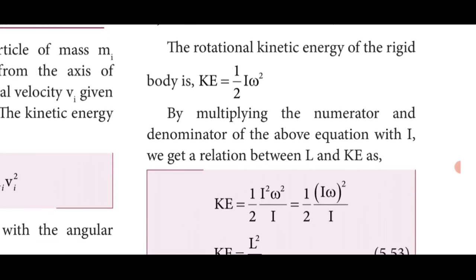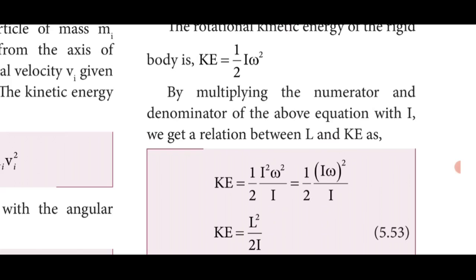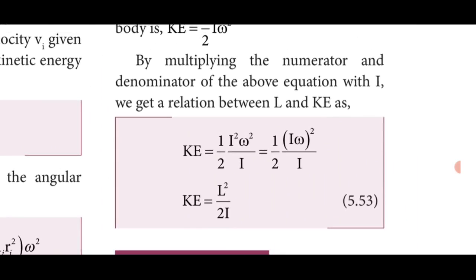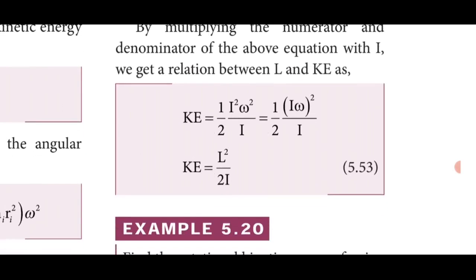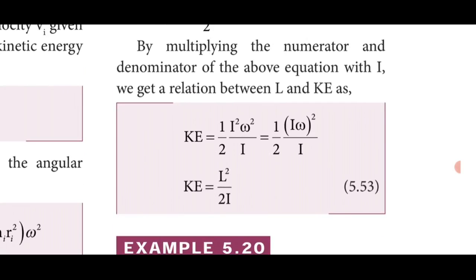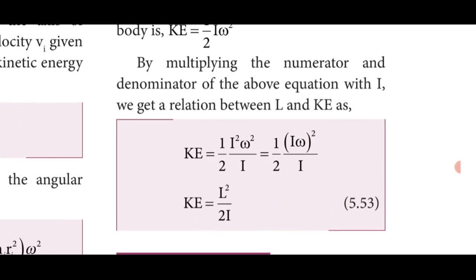Multiplying the numerator and the denominator of the above expression by I, we get KE is equal to (1/2) I square omega square by I. We are multiplying I in the denominator and also the numerator, so it becomes (1/2) (I omega) whole square by I. I omega is nothing but L, so KE is equal to L square by 2I. This is the expression for the kinetic energy in rotation.